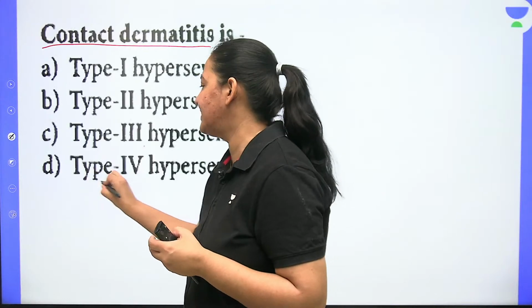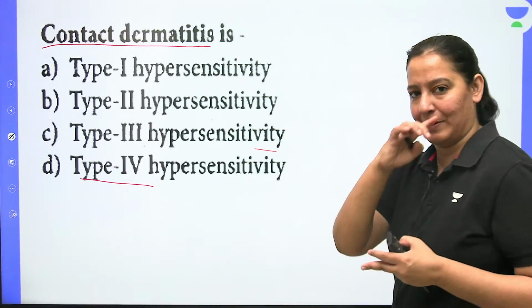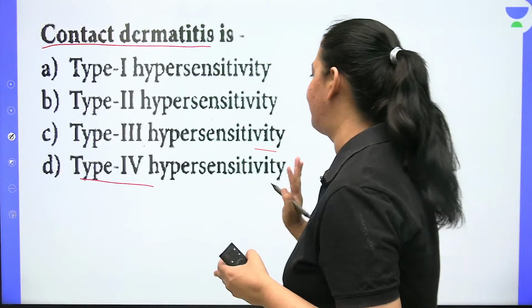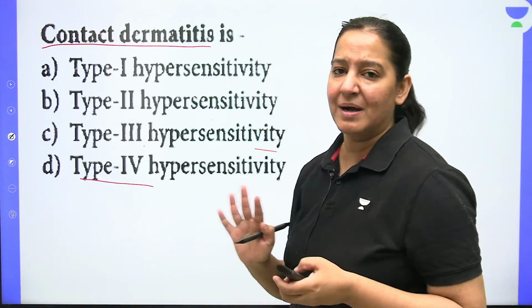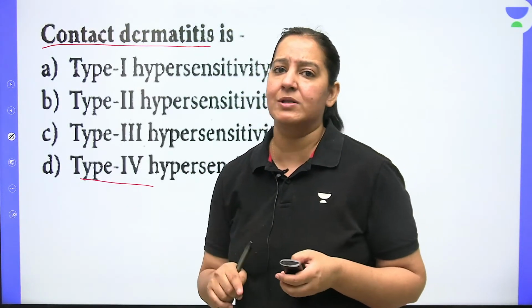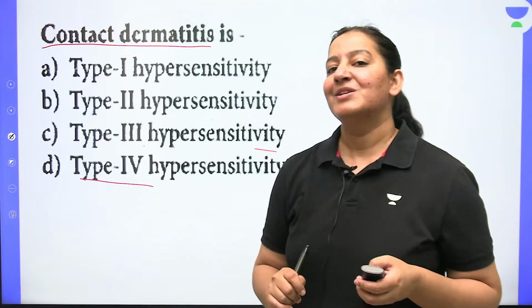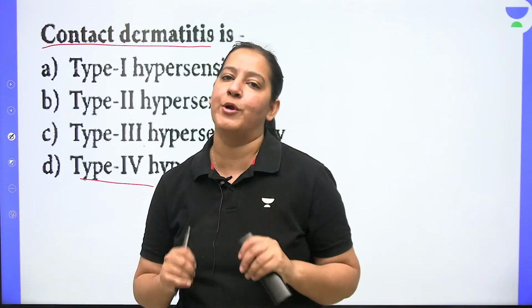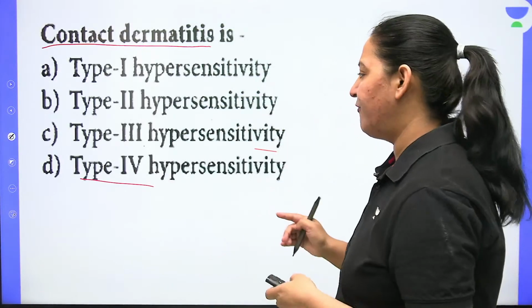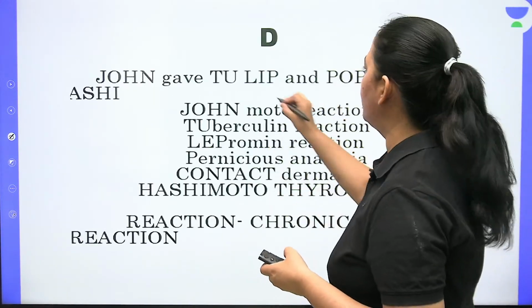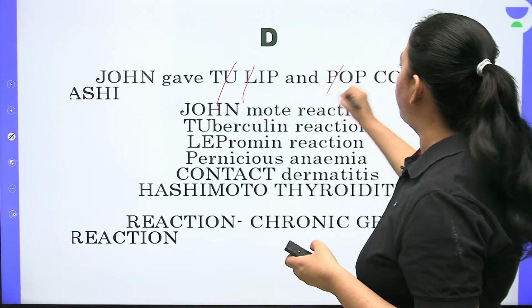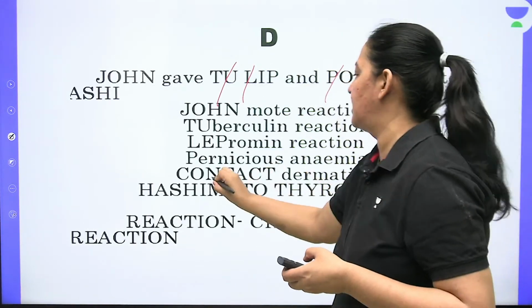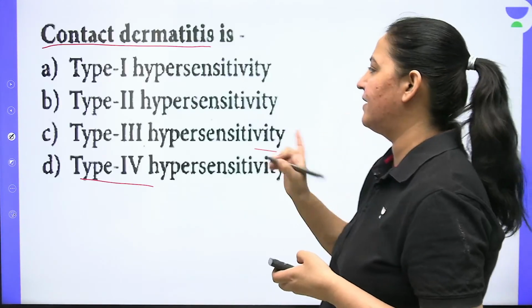So most of you are right. The correct answer here is type 4. Very good. So C is coming at multiple places. C is coming in PCT also, but that C is different. So knowing mnemonic is not important. Knowing the full form of mnemonic is more important. You got my point. And type 4 ka mnemonic you already know. John give tulip. Tulip and popcorn. Popcorn ka C is contact dermatitis. So you all are right. The correct answer here is type 4.